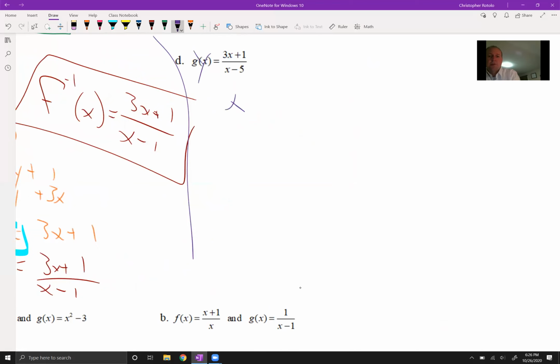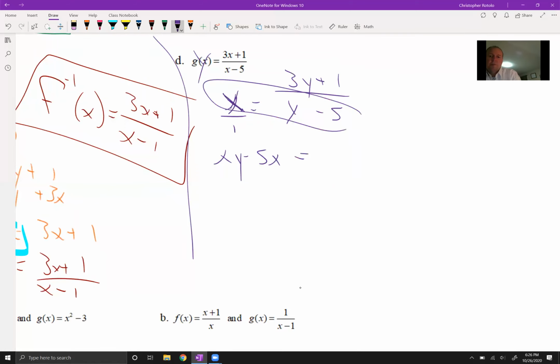x equals 3y plus 1 over y minus 5. All right, so we're going to make this over 1, cross multiply. I am going to, again, distribute while we do that. So I have xy minus 5x equals 3y plus 1. We're going to move some terms around. So I get xy minus 3y equals 5x plus 1. Right? We added 5x.